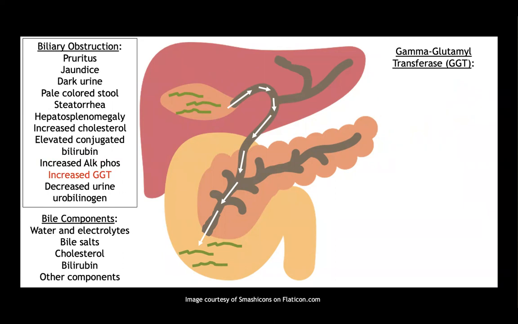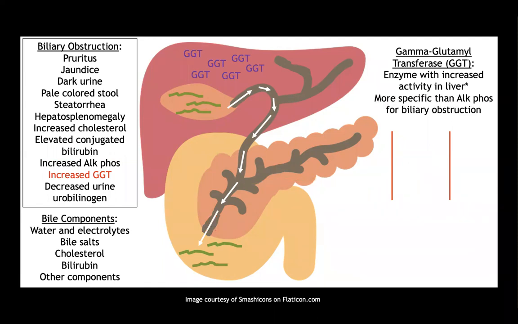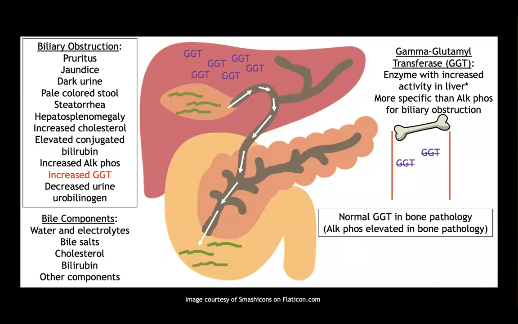Gamma glutamyltransferase, or GGT, on the other hand, is much more specific to the liver. So if you have a biliary obstruction and GGT leaks out, you'll have elevated GGT. But on the contrary to alk phos, if you had a bone or a kidney issue, your GGT is still going to be normal. So it's a lot more specific to the liver pathology than alk phos is.